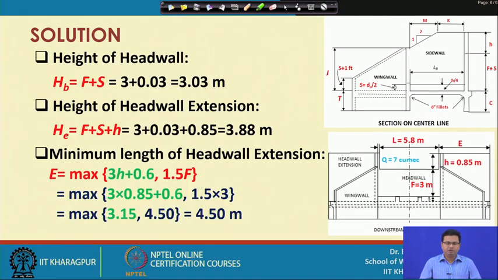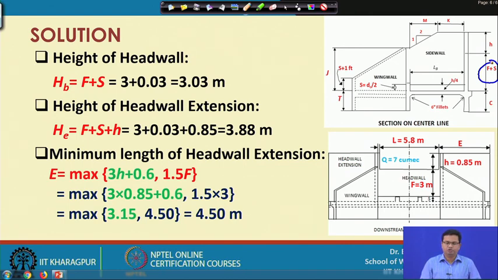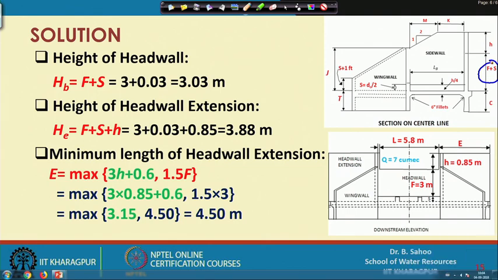The height of head wall is given by F plus S, as you can see from this figure. So, F plus S equals 3 plus 0.03. The total fall is 3 meter, that is known, so you will get 3.03 meter. The height of head wall extension is given by F plus S plus H.